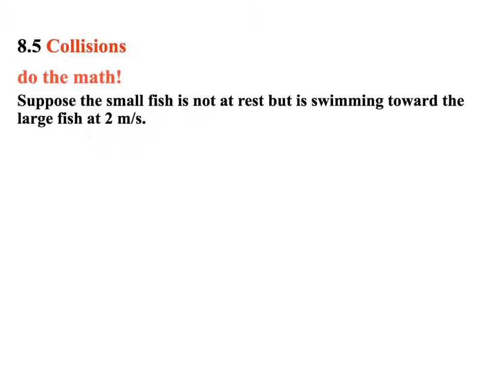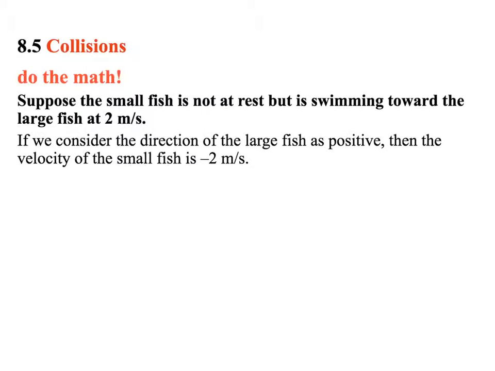Suppose the small fish is not at rest but is swimming towards the large fish at 2 meters per second. If we consider the direction of the large fish as positive, then the small fish has to be going -2. We've talked about this in class. You have to be wary of negative directions.